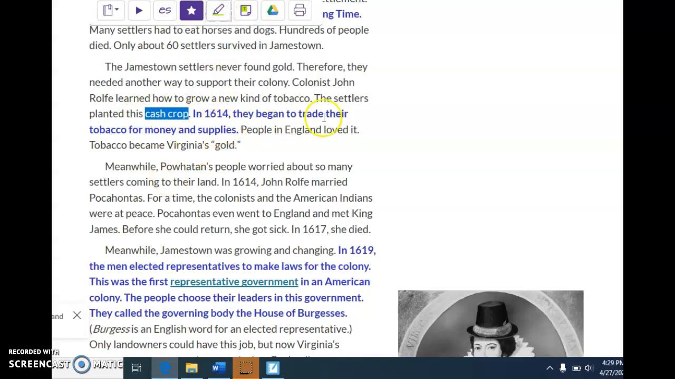In 1614, they began to trade their tobacco for money and supplies. People in England loved it. Tobacco became Virginia's gold. So they don't find the gold and riches they planned to find, but they did find or cultivate this new kind of tobacco, which would become, right, this huge cash crop, vocabulary word, and be the thing that will save the colony.